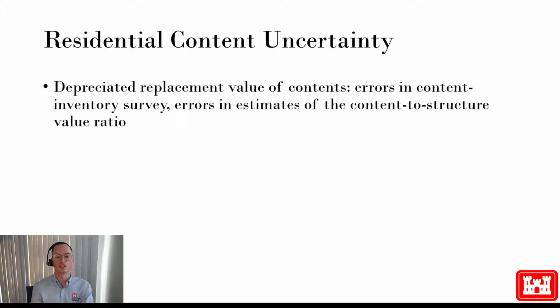The uncertainty about the depreciated replacement value of contents may be due to errors in the content inventory survey or errors in estimates of the content to structure value ratio, depending on the approach for estimating the value of contents. With the latter method, the uncertainty about the value of contents is closely tied to the uncertainty about the value of a structure. That is, if we use a content to structure value ratio to determine the value of contents and think that there's actually some range of values in which lies the true structure value, that means that there is a range of values in which lies the true content value. Then, adding in the uncertainty around the actual ratio potentially adds to this range.